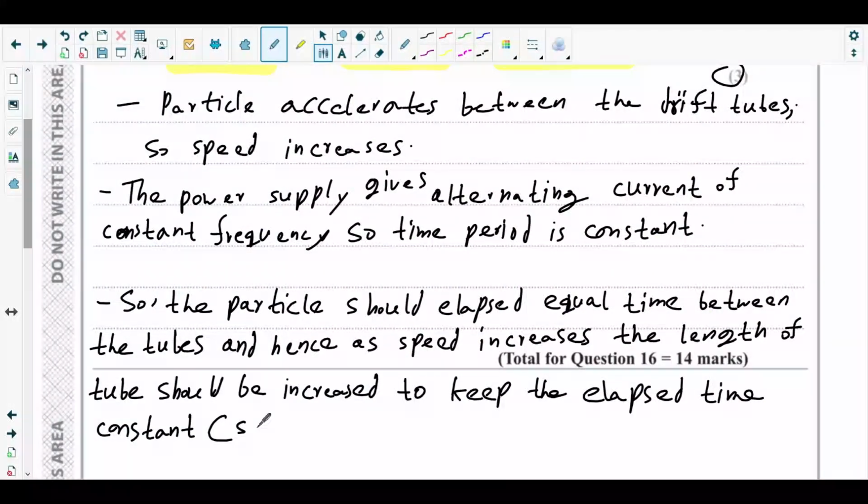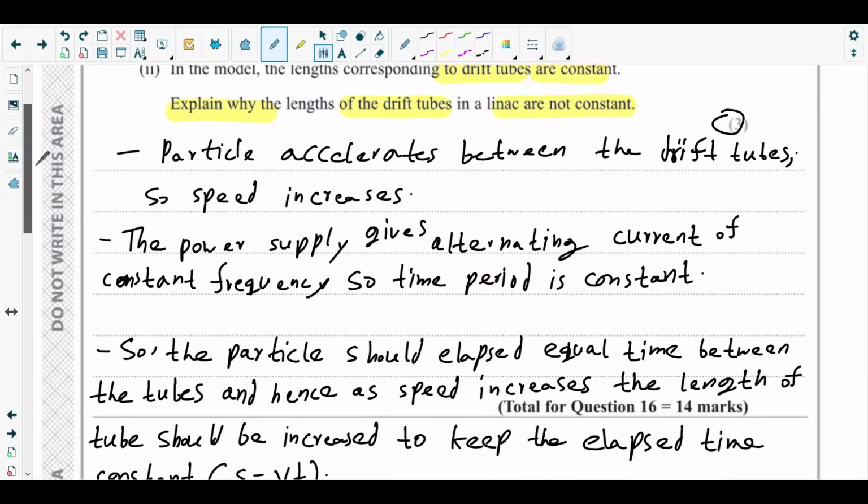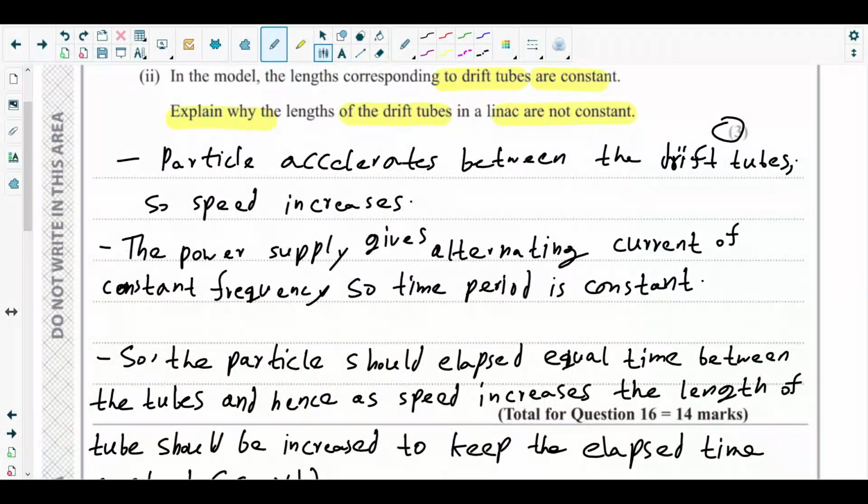Give reference to the equation S equals Vt. As V increases, distance should be increased, because T should be constant. That's why. That's it. That's the answer for part B 2 from question number 16. Fine.